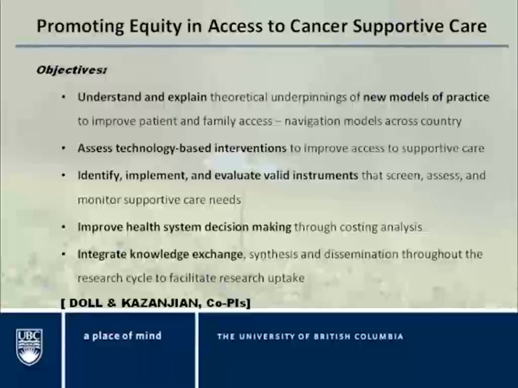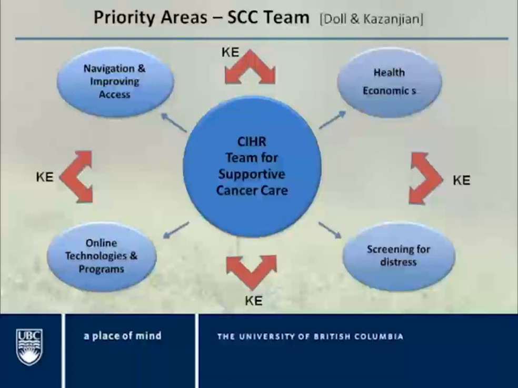The next slide shows how we operationalized the objectives into the work we did. You could tell from the objectives, for example, to explain theoretical underpinnings of new models of care, navigation models were a large part of our research in the last 4 years. And the screening for distress in terms of instruments and tools, online technologies and programs in terms of the various ways to make supportive care accessible for people in various parts of the country, and also some of the vulnerable populations that have difficulty and barriers to access.